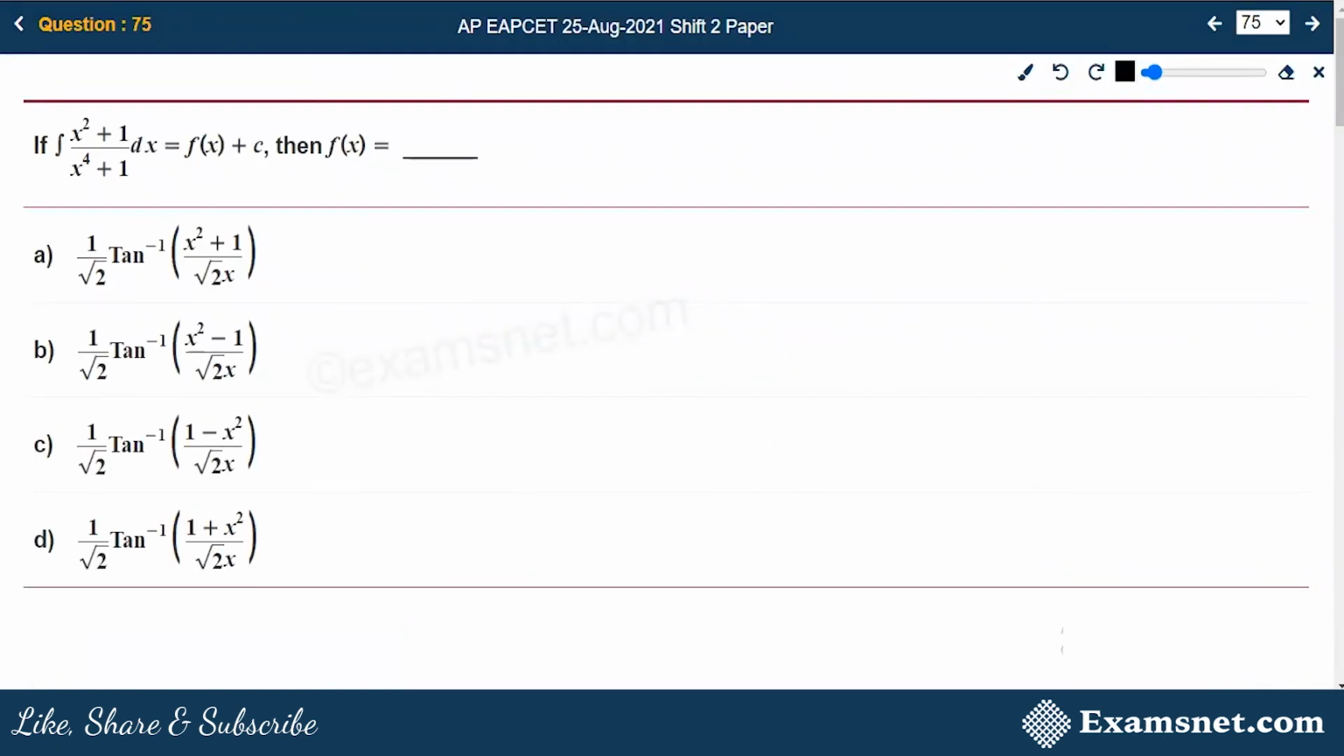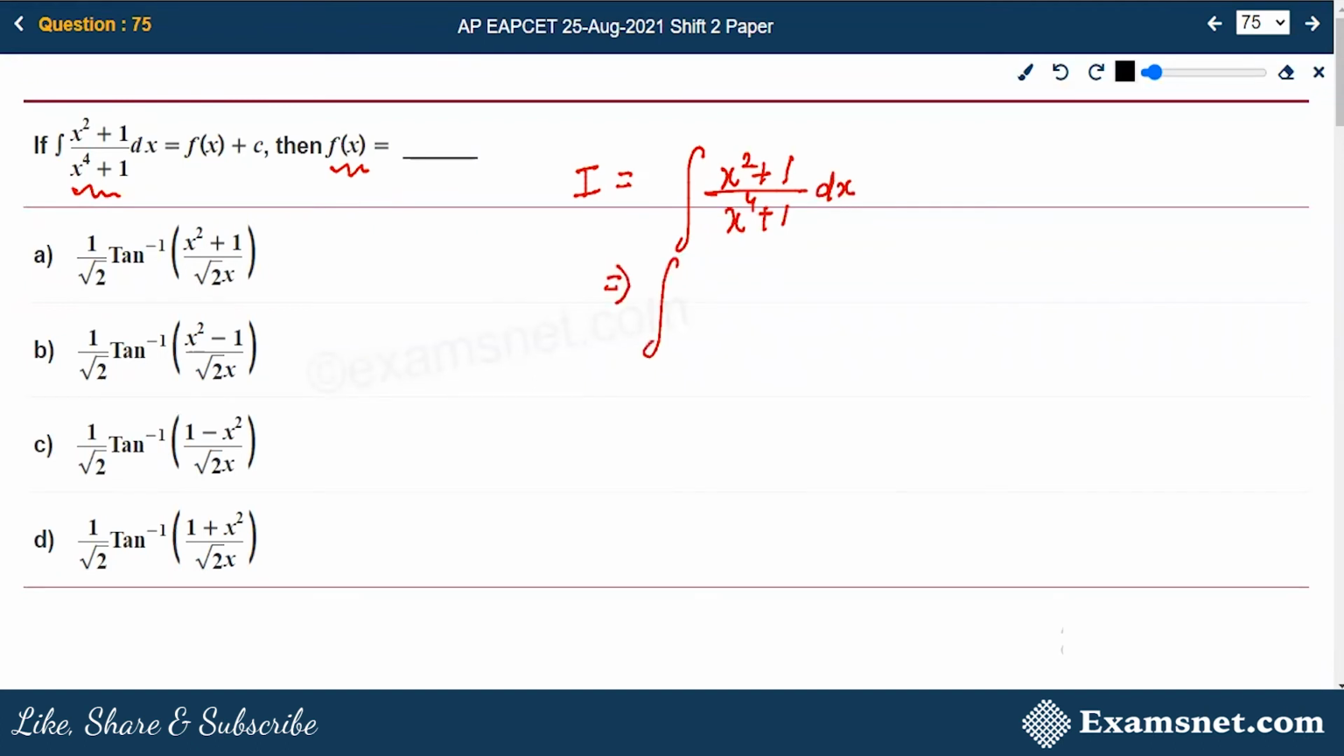So let's start with question number 75. It is: if the integral of x squared plus 1 upon x raised to power 4 plus 1 dx is equal to f(x) plus c, then you have to find what f(x) is. So let's start with the question. I'm equating this integral to some variable. So I is equal to the integral of x squared plus 1 upon x raised to power 4 plus 1 dx.